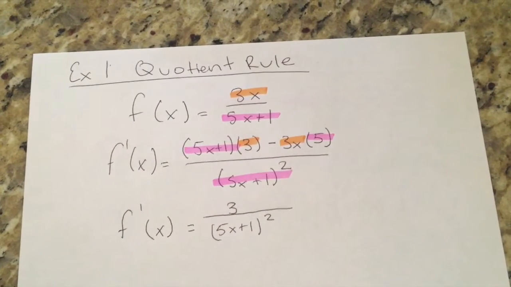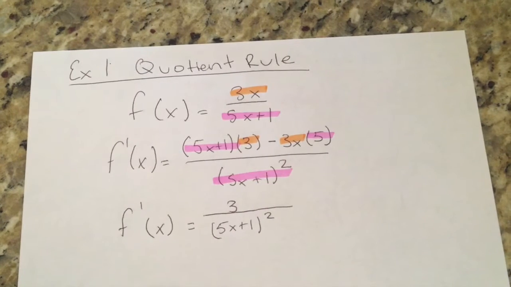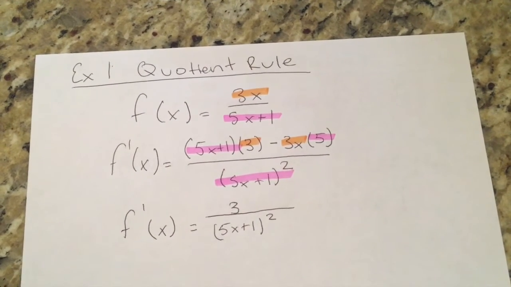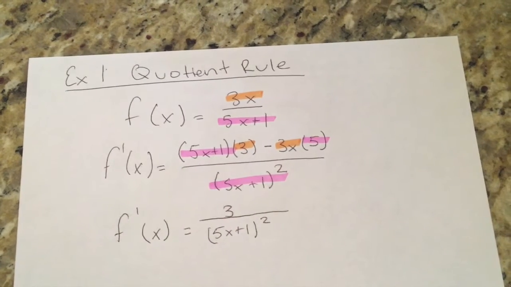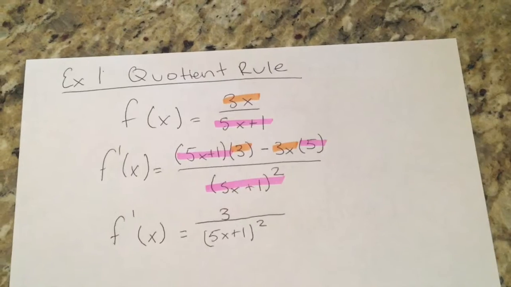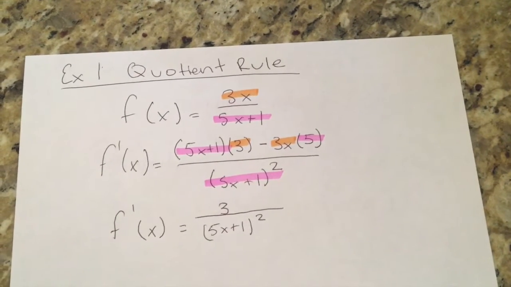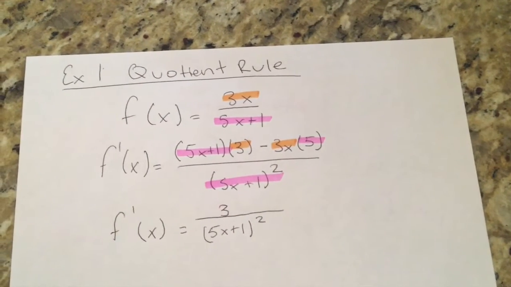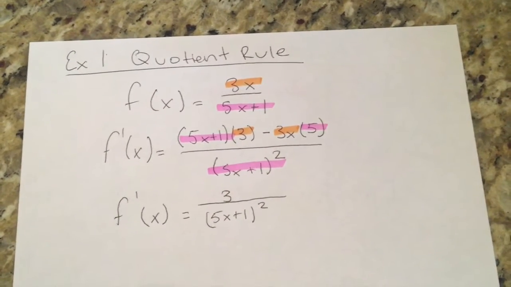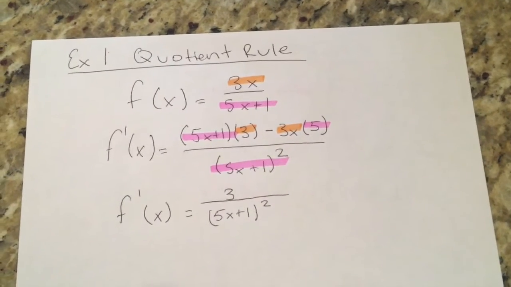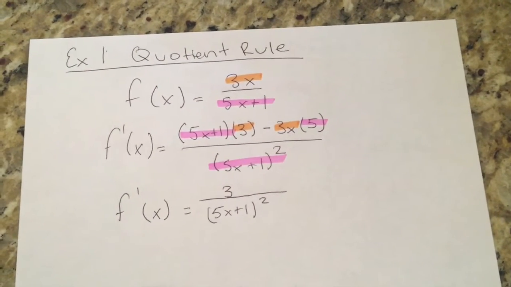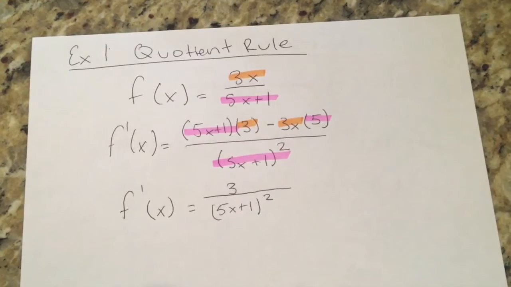So when we just use that, we get 5x plus 1 times the derivative of high, which is just 3, minus 3x times the derivative of the low, which is just 5, all over low low, so 5x plus 1 squared. And when you multiply and simplify the top, you get the derivative of f of x to be equal to 3 all over quantity 5x plus 1 squared.